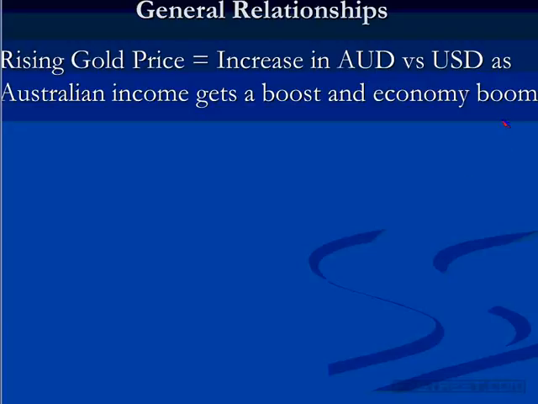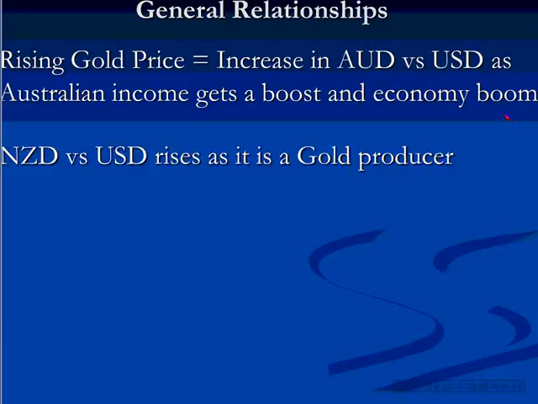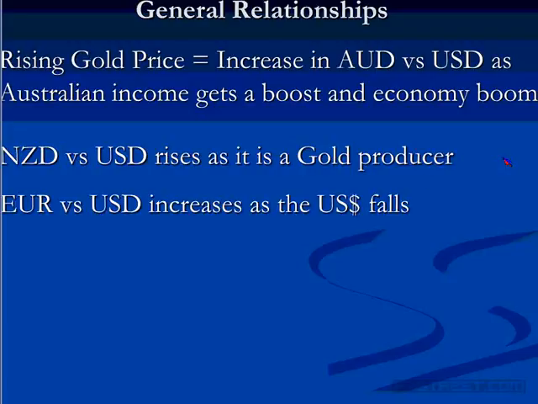So Australian income gets a boost, the economy booms, and consequently a booming economy feeds through into the prospect of having to raise interest rates in order to stop that boom bubbling over and getting too much. Now, the other one to benefit from the rising gold price is going to be the New Zealand dollar, because that is also a significant gold producer in relation to the size of its economy. Now then, with a rising gold price, the euro versus the USD is likely to increase as the US dollar falls.